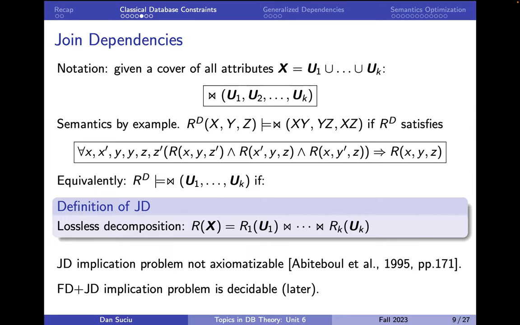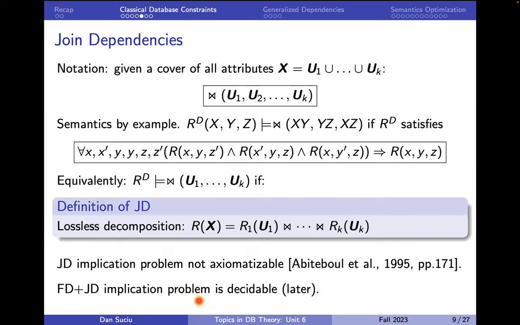Yes? So what's the difference between the implication of FD plus JD with just implication of JD itself? Because JD is a generalization of FD. Yes. So the implication problem for just JDs is also decidable as a consequence of the second statement.